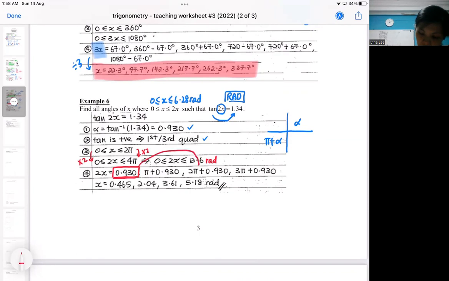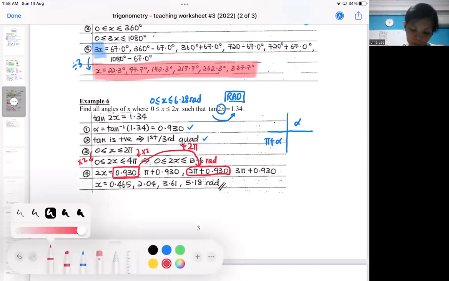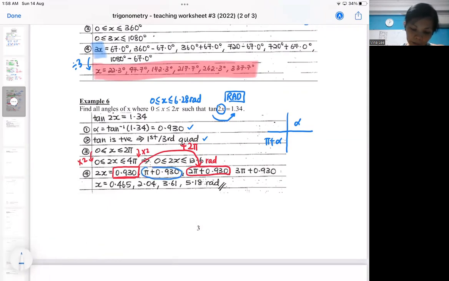So you will add a 2 pi. So this is the first quadrant. So 2x visited the first quadrant 2 times. So each time you add, the equivalent of 360 is 2 pi. So you add a 2 pi. Then the third quadrant is also visited twice. Pi plus alpha is visited twice. So you add a pi. You add the 2 pi. That's how I get the 3 pi. So the second time you visit that same quadrant, you're going to add a full cycle.